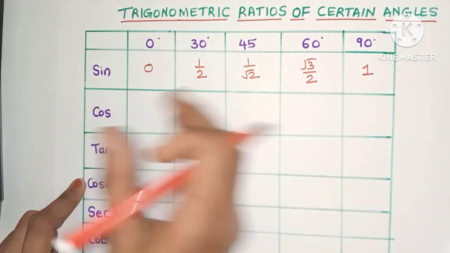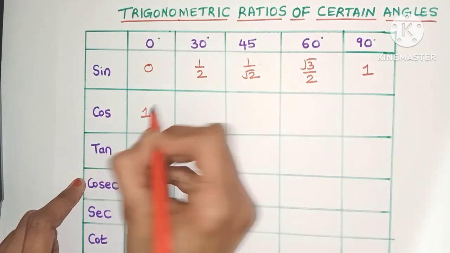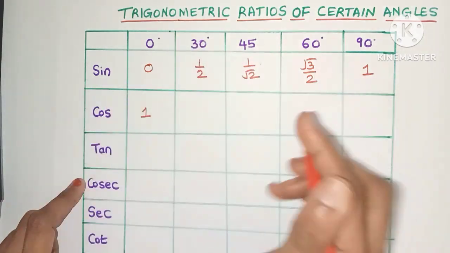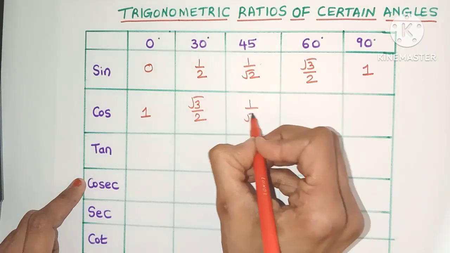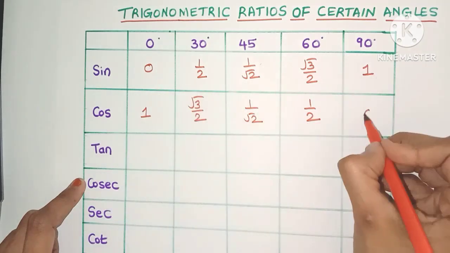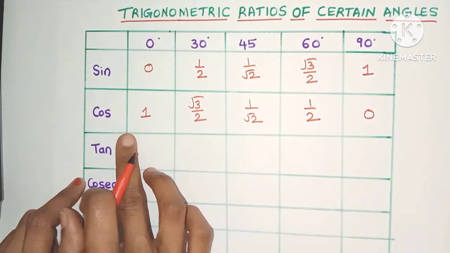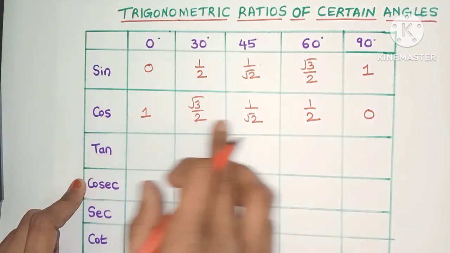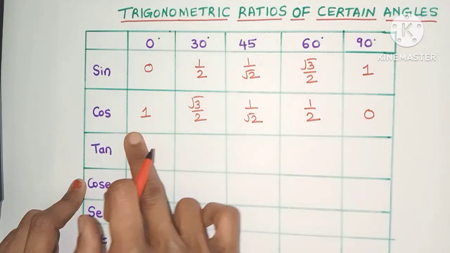Now for cos, it's just the opposite, friends. Okay, so cos 0 will be 1. You might as well copy this in the reverse order. Cos 30 is root 3 by 2. Cos 45 is 1 by root 2. Cos 60 is half, and cos 90 will be 0. See, it's just the reverse of the sine. So did you observe that as your angle increases, the cos ratio actually decreases from 1 to 0.